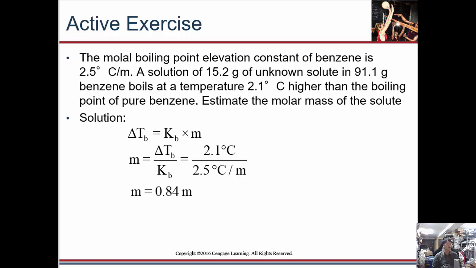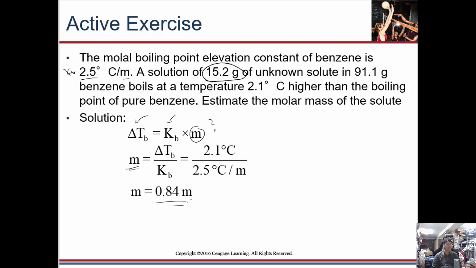Actually, the molal boiling point elevation constant of benzene is 2.5 degrees. So this is the Kb, the constant, 2.5 degrees C for every mole. A solution of 15.2 grams of unknown solute and 91.1 grams of benzene boils at a temperature 2.1 degrees C higher than the boiling point of pure benzene. Estimate the molar mass of the solute. This is a little bit different because they tell us the change and they tell us Kb, so this is our unknown here. We can solve for our unknown and we get 0.84 molal.